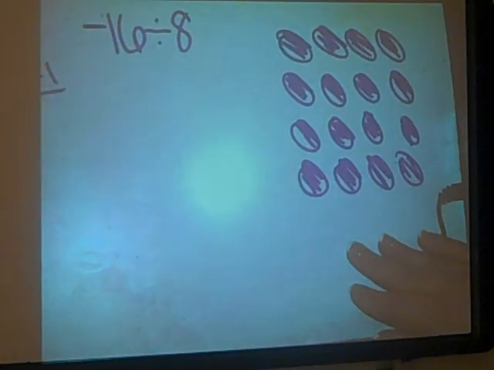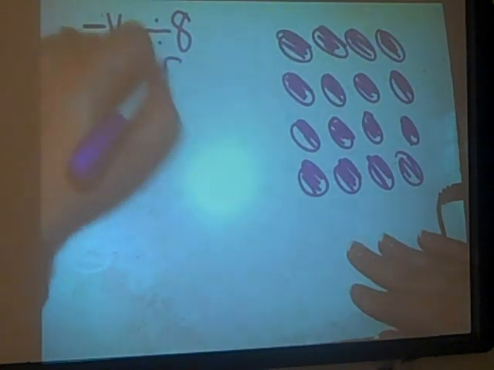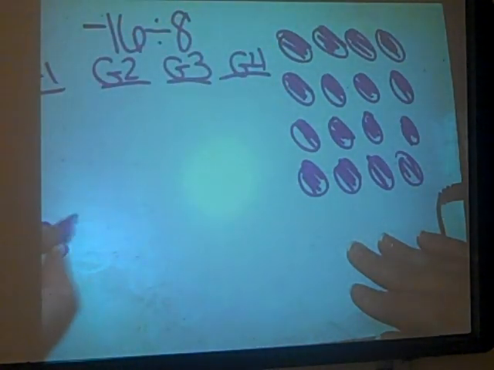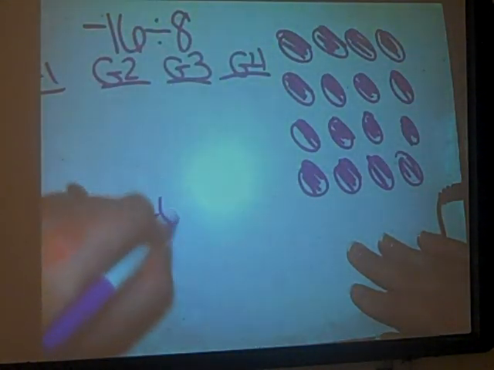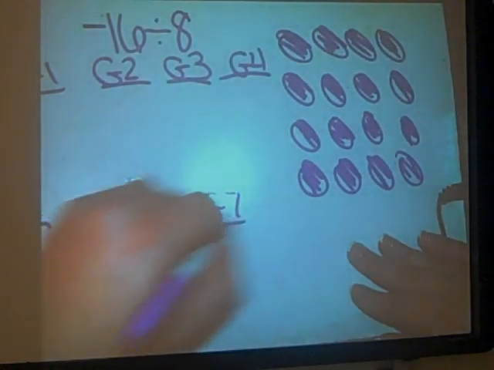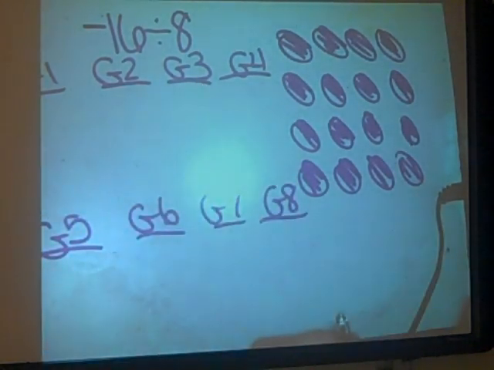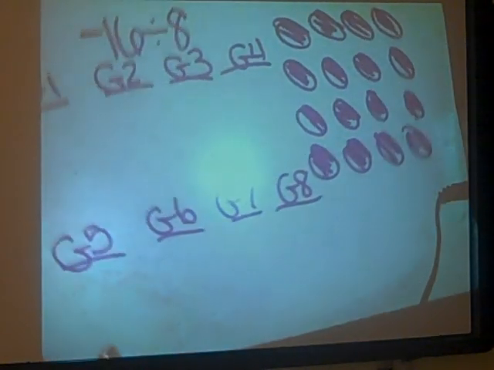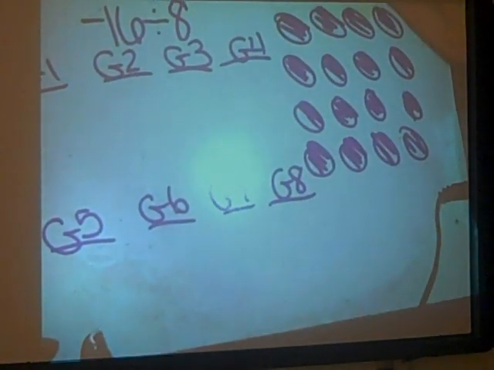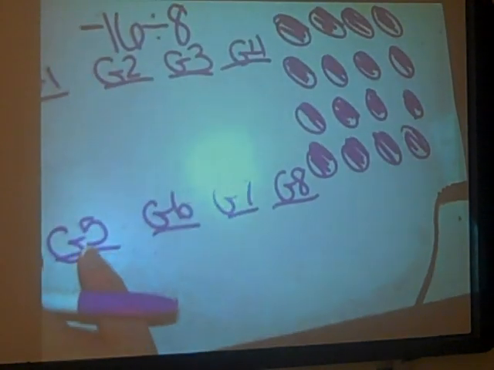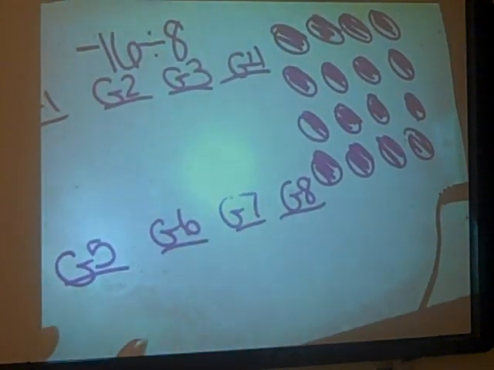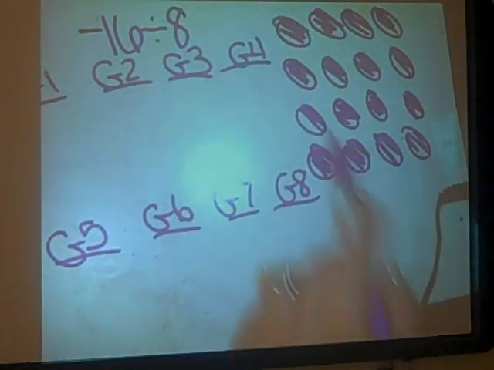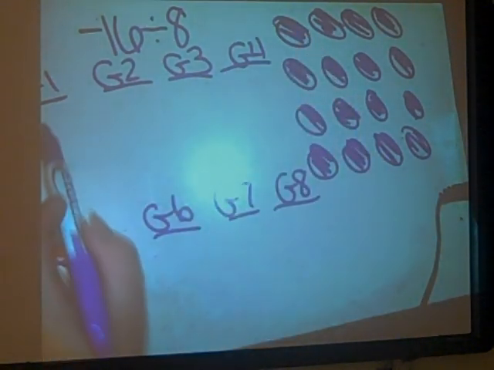So G1, G2, G3, G4, G5, G6, G7, and G8. So I need to start evenly sharing at this point. And this is group 1 right here. You can't see the G, but it does have G1. So I know that I'm going to go ahead.